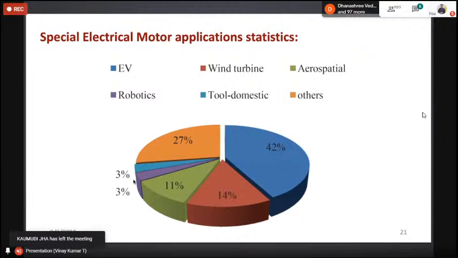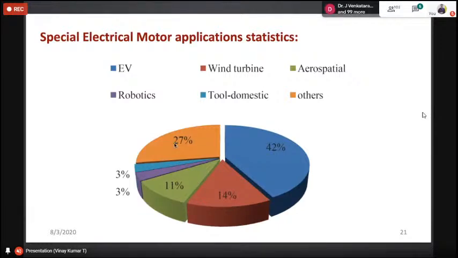Next, robotic application, 3% special machines they are using. Next, domestic tools application, 3%. Other applications, 27%, right? So these are all the statistics of special electric motors in different applications. So what are the final conclusions from this slide?